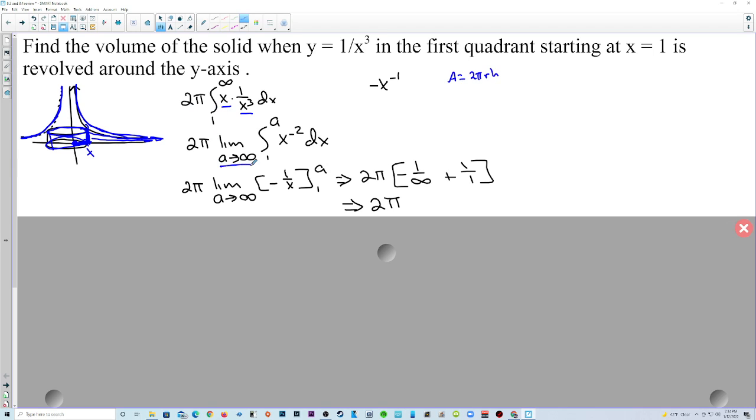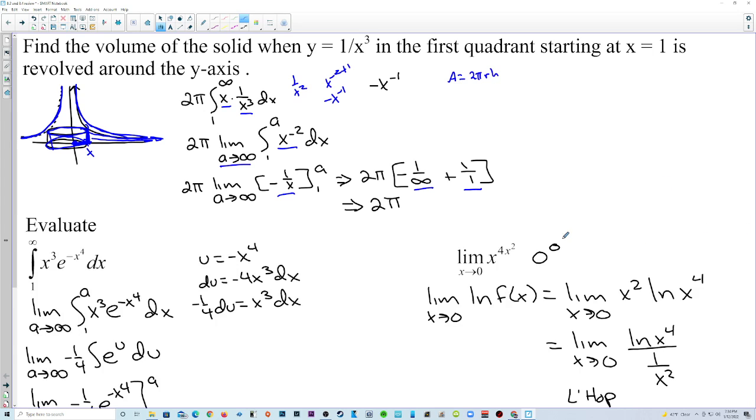Well, we have the limit as a approaches infinity, integral from 1 to a. That's going to cancel out to 1 over x squared, so you have x to the negative 2. And then we add 1, so you have x to the negative 2, add 1. That's x to the negative 1, and then times negative 1. There's the integral. Plug in the a, plug in the infinity. That piece goes to 0. Plug in the 1, and you get 2 pi.